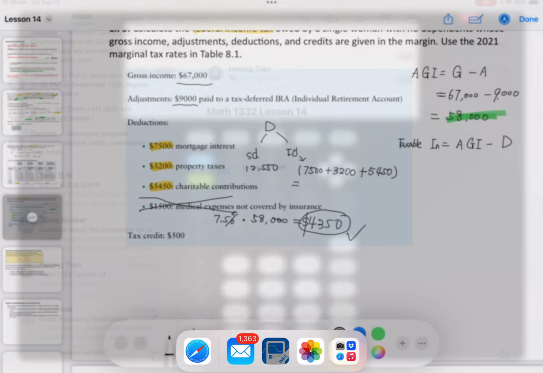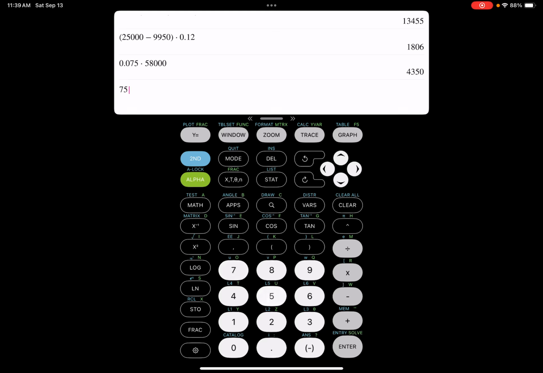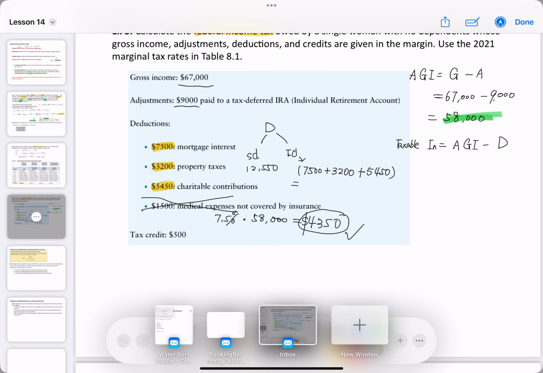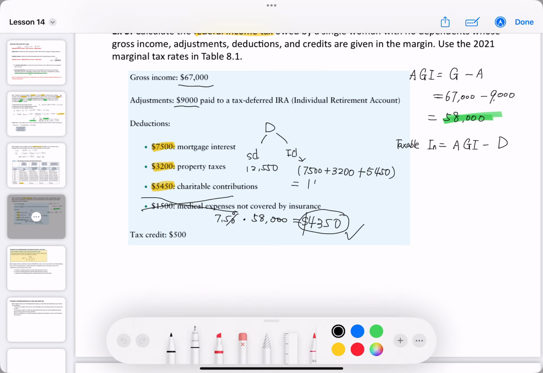And what is that? Let's use our calculator. 7,500 plus 3,200 and then plus 5,450 is 16,150. Okay, it is 16,150. Let's compare these two numbers. Which one is greater? This one. So my itemized deduction is my deduction.